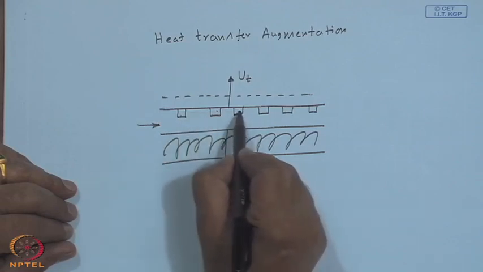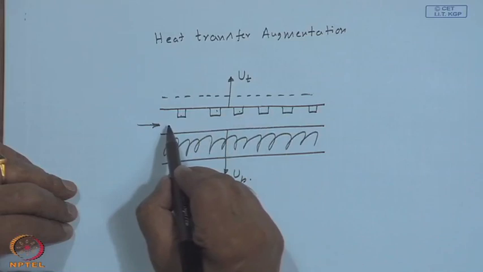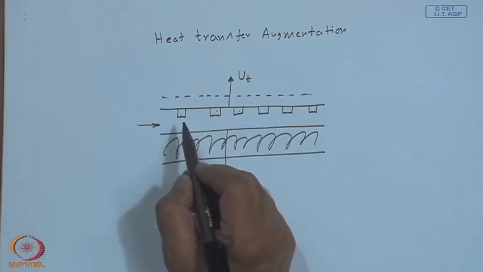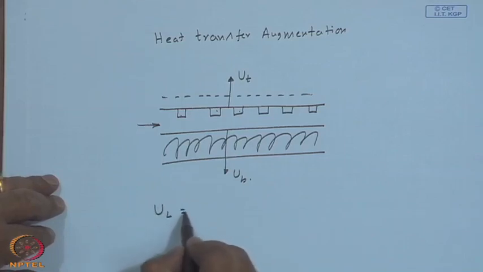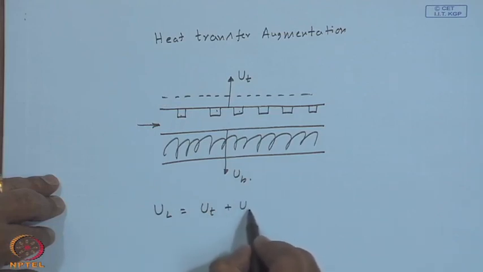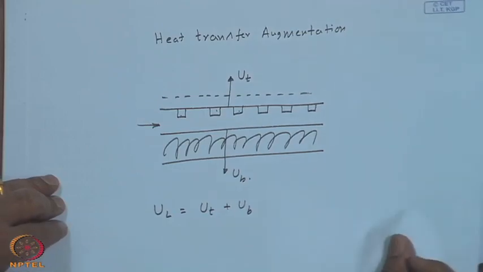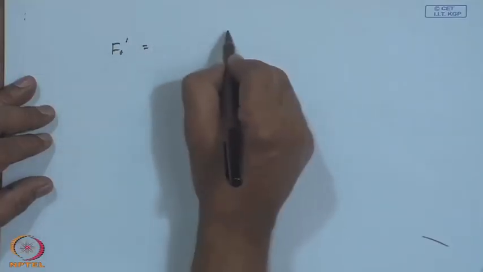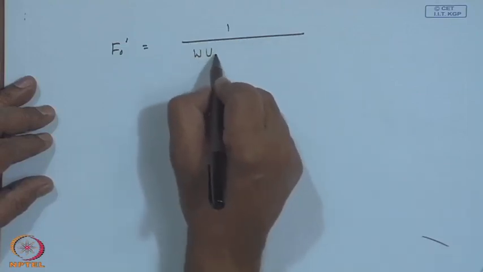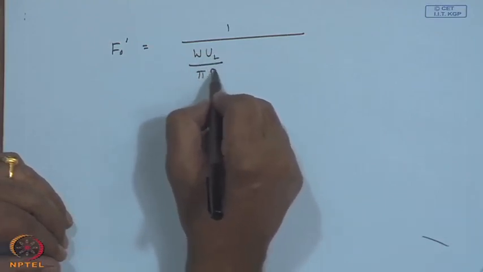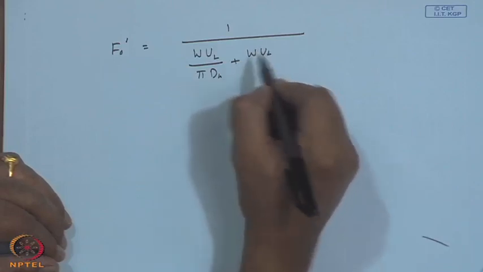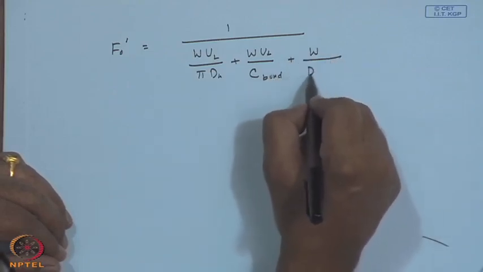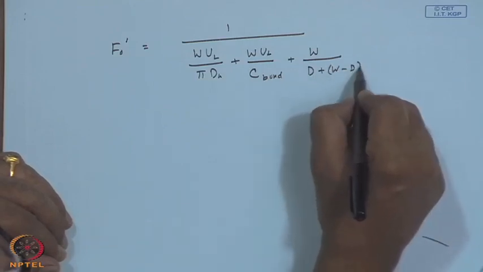Now, these protrusions provide the breaking of the boundary layer or flow mixing, thereby enhancing the heat transfer coefficient. So, for this arrangement, again because the fluid does not come directly in contact with the heat losing surface, UL will be equal to UT plus UB, and you have F naught dashed equal to 1 upon W UL by pi d h plus W UL by C bond conductance plus W upon D plus W minus D times F.